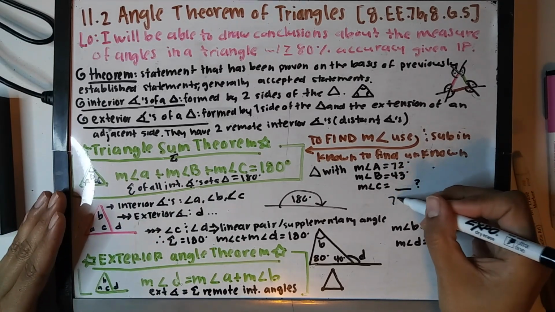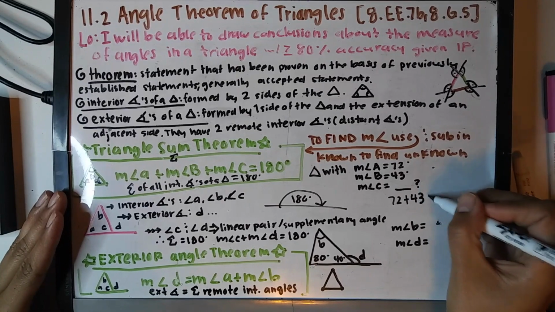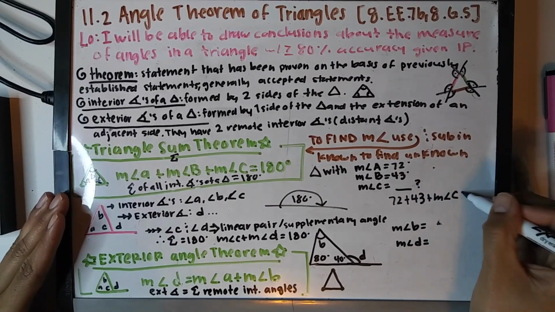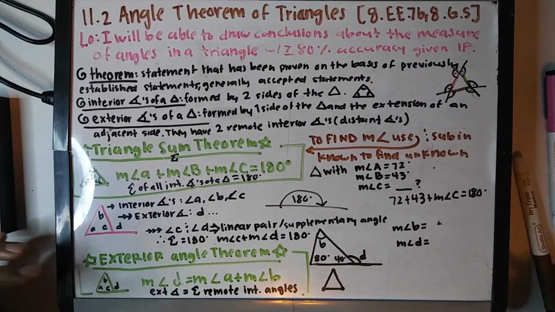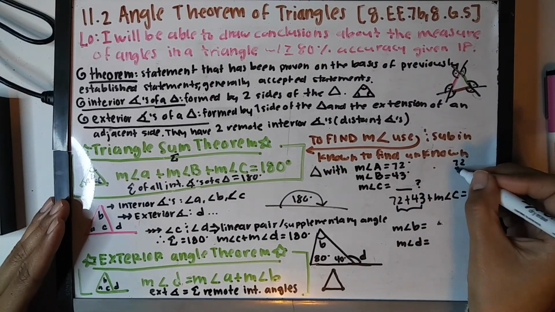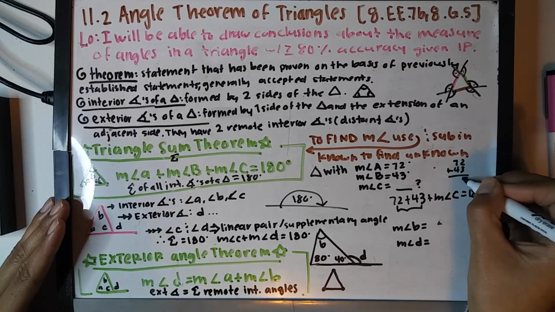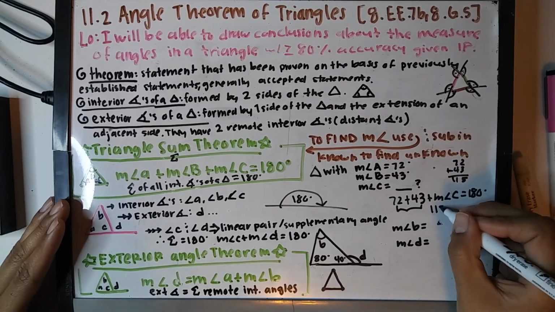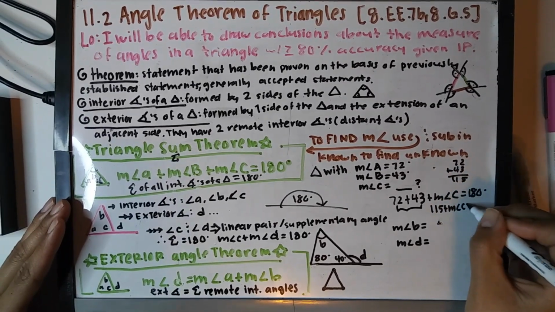So then I can say 72 plus 43 plus, I don't know, measurement of angle C, because I don't know that one, equals 180. So I'm going to have to combine like terms first. So I'm going to add these two together. So that's 72 plus 43, so that's 115. So 115 plus measurement of angle C equals 180.